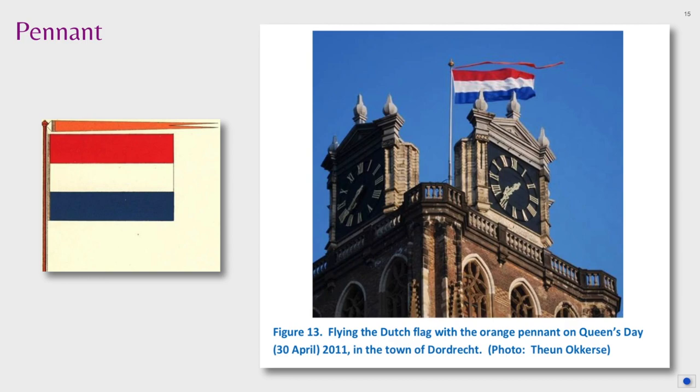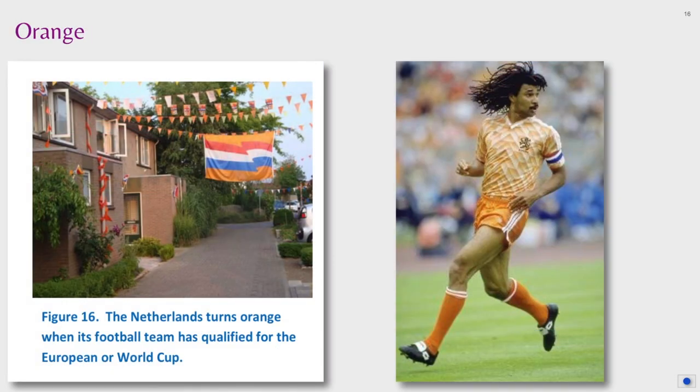And it's traditional to fly an orange pennant, a triangular-shaped flag, with the Dutch flag on 5 designated days, including Queen's Day. Of course, Dutch sports teams wear the colour orange.